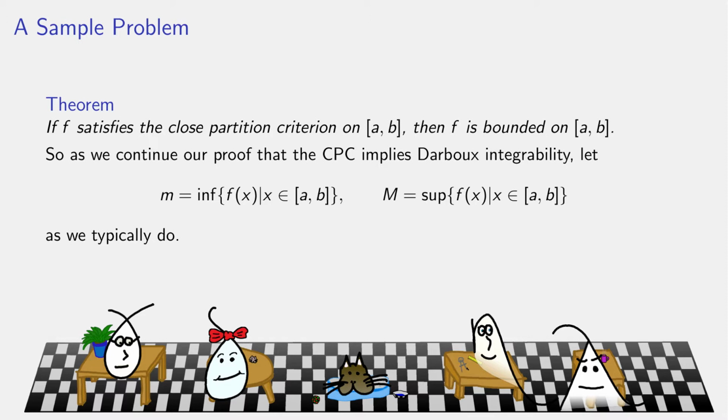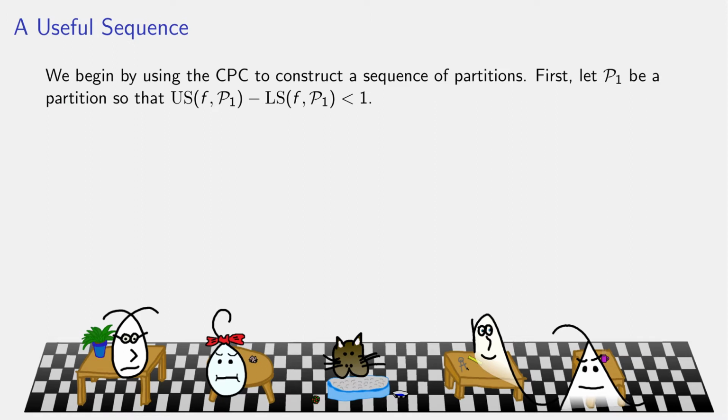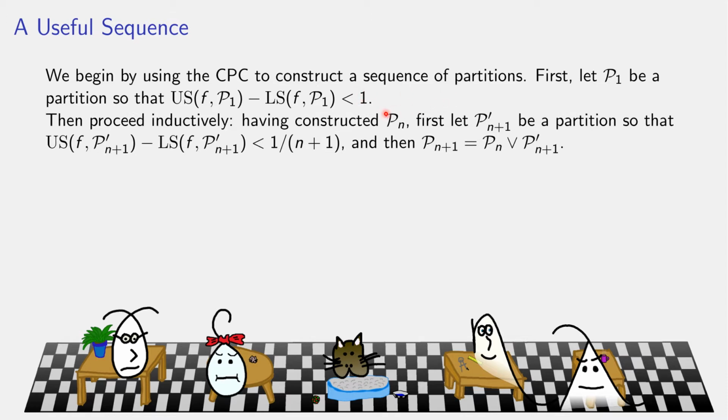Okay, so if I assume closed partition criterion, I now know that the function must be bounded, so we can let m and capital M be the inf and sup of the function as we traditionally do. So now what we're going to do, we're going to utilize the closed partition criterion to construct a sequence of partitions. So assuming closed partition criterion, we know for any epsilon, there is a partition so the difference between the upper and lower sums is less than epsilon. So if I pick epsilon equals 1, there is a partition, I'll call it p sub 1, so that the upper sum minus the lower sum is less than 1. And now we just sort of work inductively. I can always pick a partition p sub n plus 1 so that the upper sum minus the lower sum is less than 1 over n plus 1.